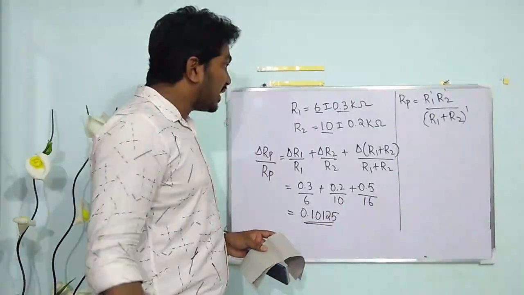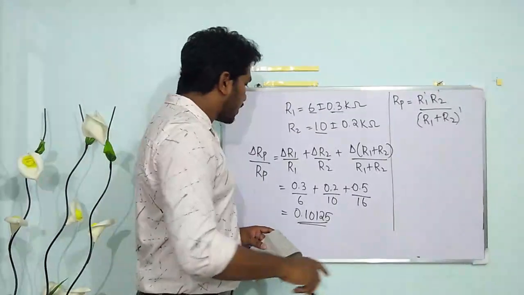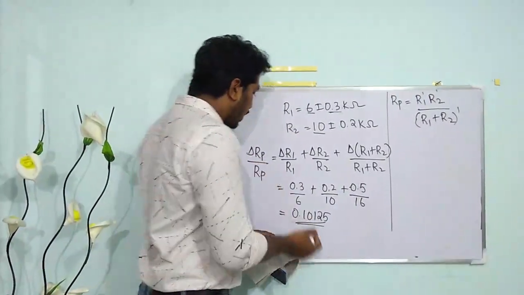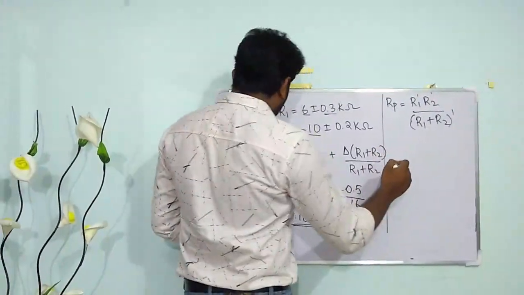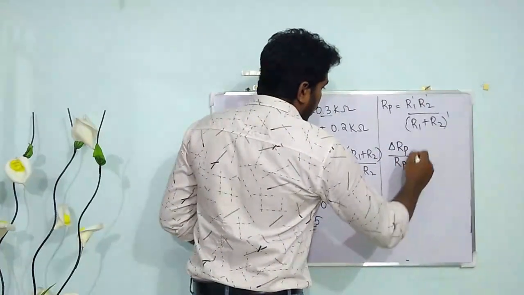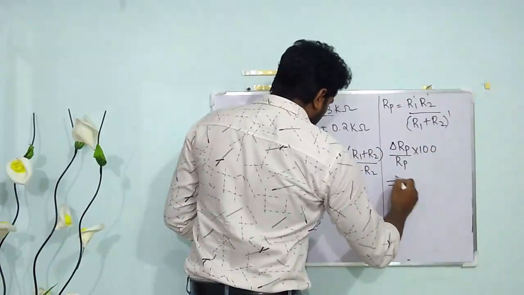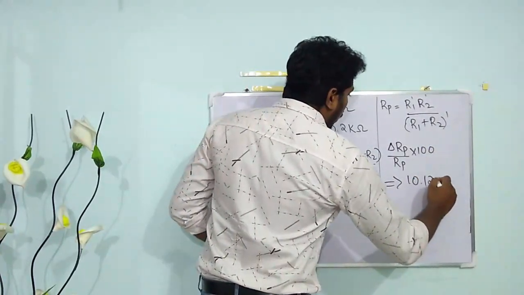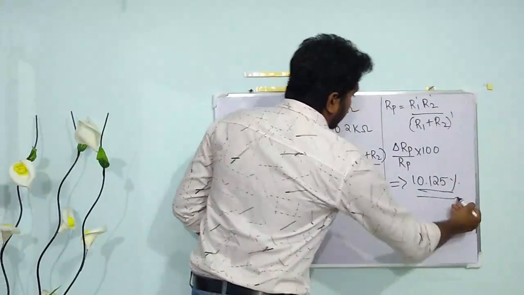Okay. Now we are supposed to find the percentage error, right? So percentage error will be what? Delta RP by RP into 100. So percentage error will be this into 100. So that is equal to 10.125 percentage.